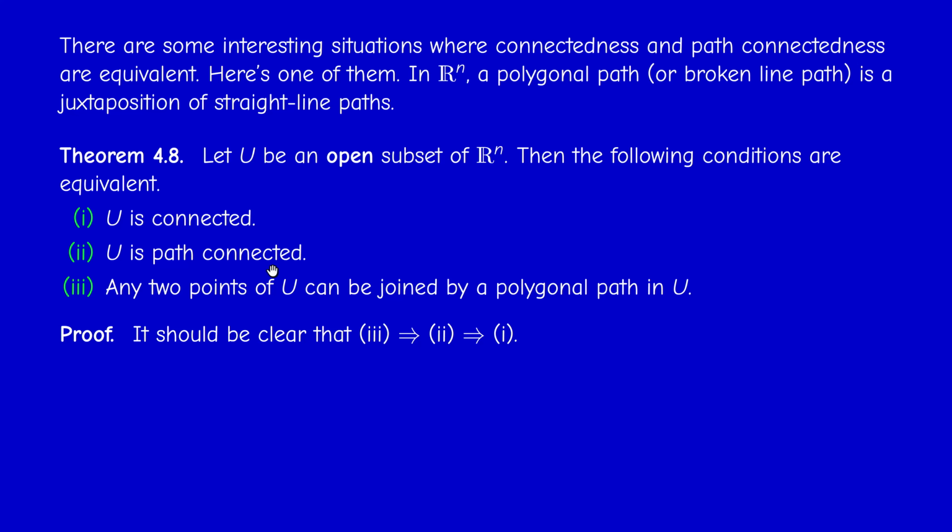Now, of course, a path is a particular case of a polygonal path. So 3 implies 2, and as we know, 2 implies 1. So I just need to prove that 1 implies 3 in this case where U is open. This was not the case with the topologist's sine curve.